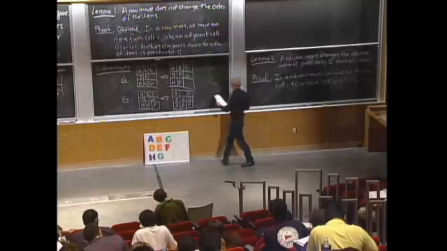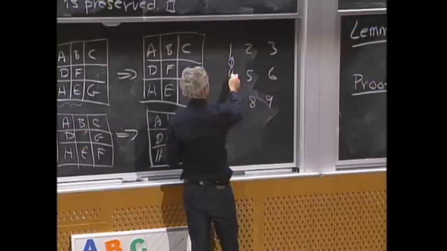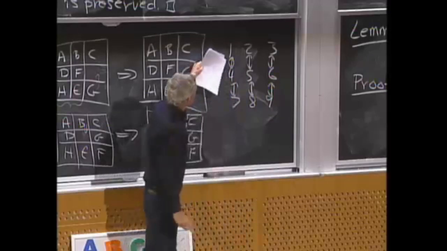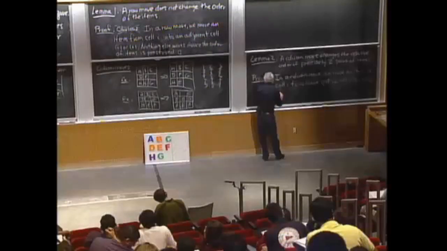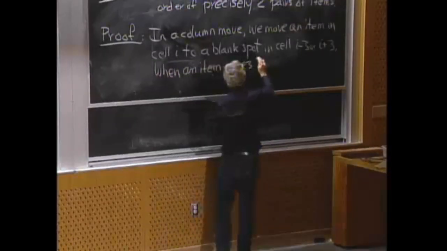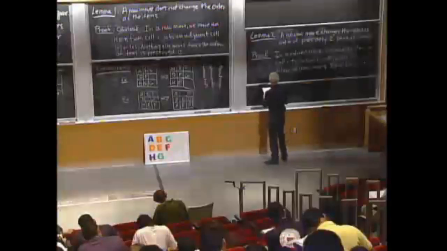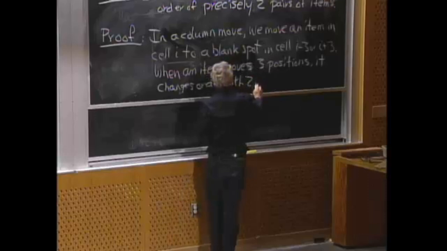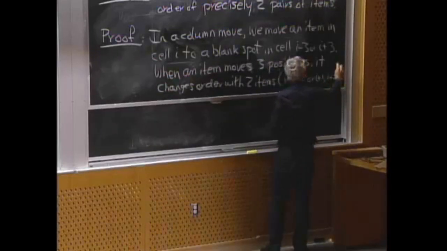Okay. And just to see that, let's draw out the natural order. I got 1, 2, 3, 4, 5, 6, 7, 8, 9. Column moves could be here, 1 to 4 and 4 to 1, 2 and 5, 3 and 6, 4 and 7, 5 and 8, 6 and 9. All 12 possible column moves this works for. They're always separated by 3. And when an item moves 3 positions, it changes relative order with 2 other items. And you can even write down what they are. It's I minus 1, I minus 2, or I plus 1, I plus 2. Those are the guys it changes order with.